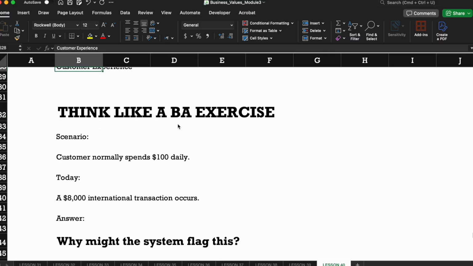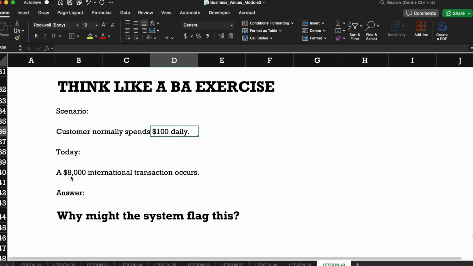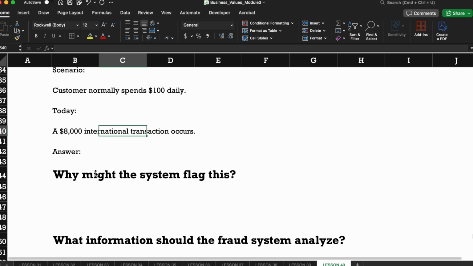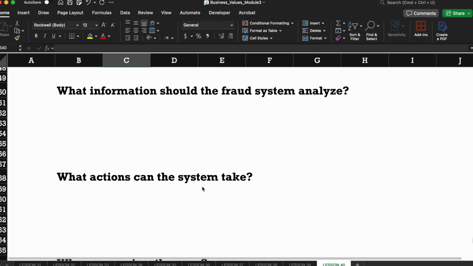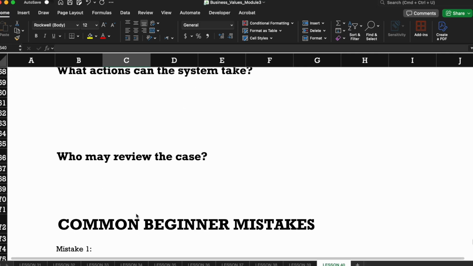Think like a BA exercise scenario. A customer normally spends $100 daily. Today, 8,000 in international transactions occur. Why might the system flag this? What information should the fraud system analyze? What actions can the system take? Who may review the case?